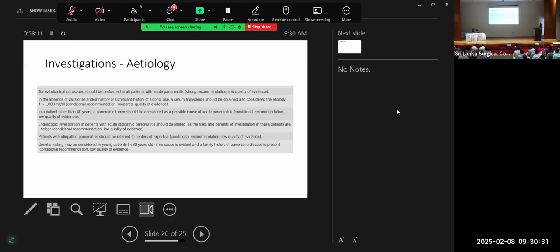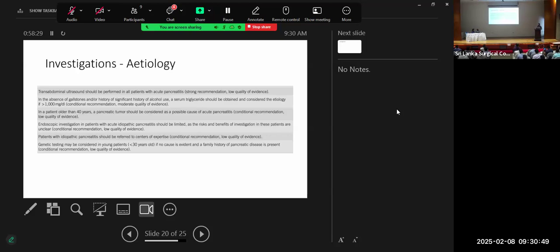All patients need an ultrasound scan of the abdomen, irrespective of whether the patient has taken alcohol or not, during the first episode. But if the patient comes with a second episode, you can do it if it was not done in the first episode. And you have to make sure the ultrasound scan is done with at least 6 hours of fasting. Otherwise, you're going to miss gallstones.